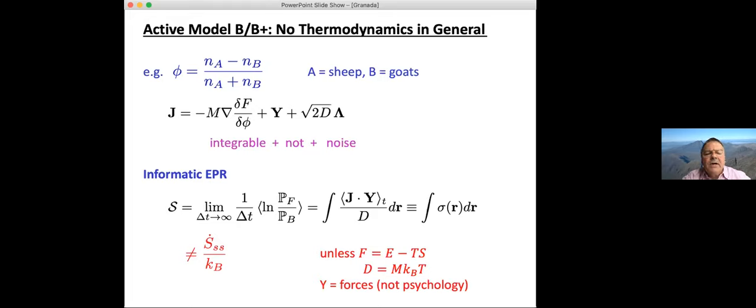So what I'm saying is that I can define this informatic quantity, which is quantifying in an unambiguous way the irreversibility of the system, in the sense of the relative probability of seeing a forward time evolution and the same sequence run backwards. But this is only connected directly to heat flow if that functional f that lives inside the current j is some sort of free energy. It does have the form of an energy minus T times an entropy of the system, and d is something related to a mobility. And in particular, the driving force y has to be a proper force. Whereas in the case of sheep and goats, the fact that a sheep might avoid a goat is nothing to do with a force between a sheep and a goat. It's actually to do with animal psychology, that they want to be with their own kind or whatever.